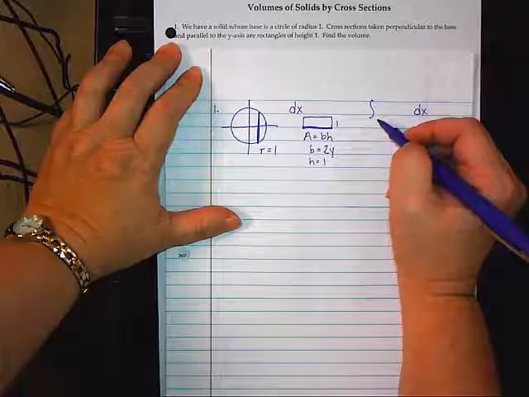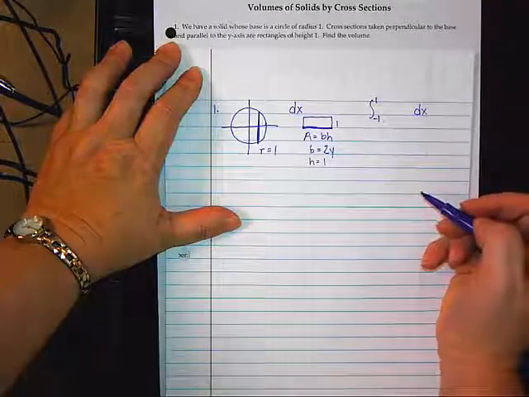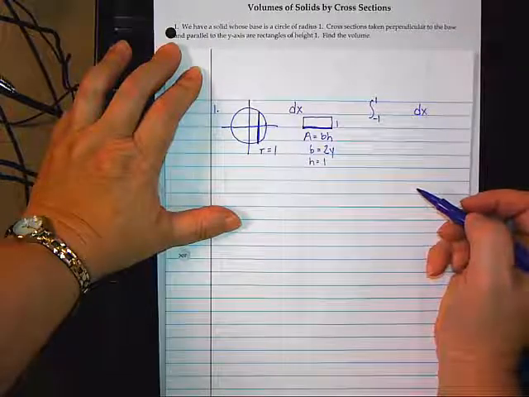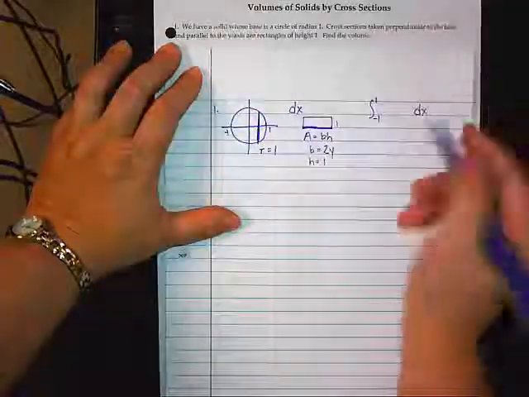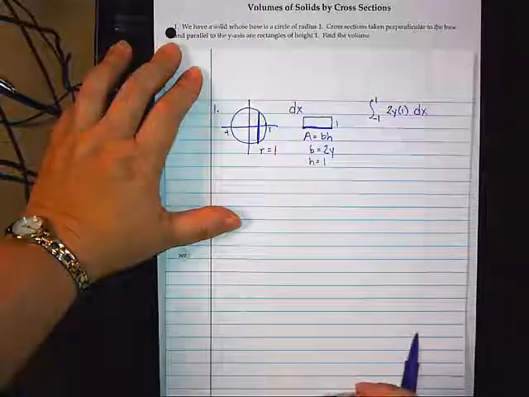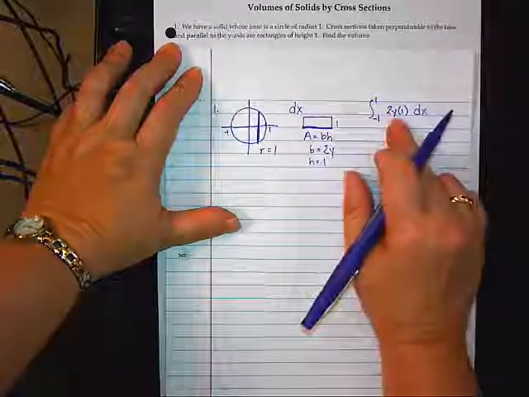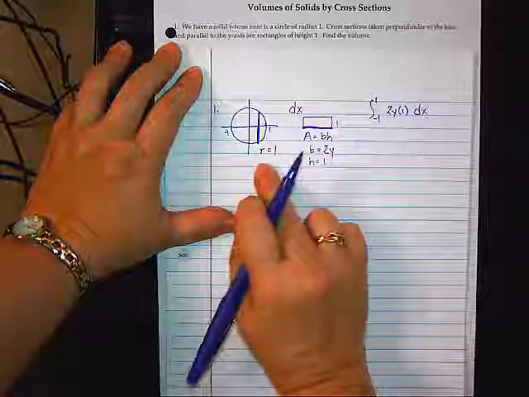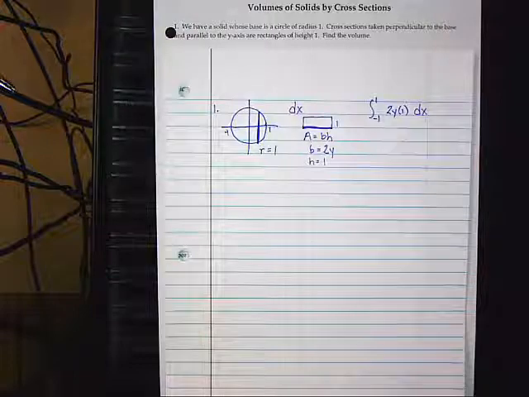What are my limits? -1 to +1 because the radius is 1. This is -1, this is +1. The squares go across this way. And so I just put in base 2y times height 1. And I'm going to stop right there because the bell's about to ring. You know how to switch it over. You've got to write the equation of the circle, switch it around, and go from there. We're going to do more of this tomorrow.